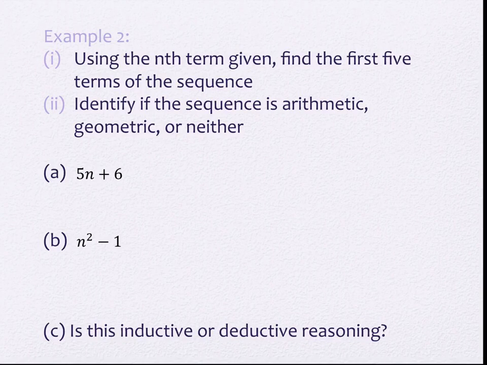So we're looking at part A first, the 5n plus 6. The first thing we're going to do is find the first 5 terms for n equal 1, n equal to 2, all the way up to n equal to 5. So if n is equal to 1, it means I have 5 times 1 plus 6, and what do I get? 11. And then I have 5 times 2 plus 6, and what do I get? 16.